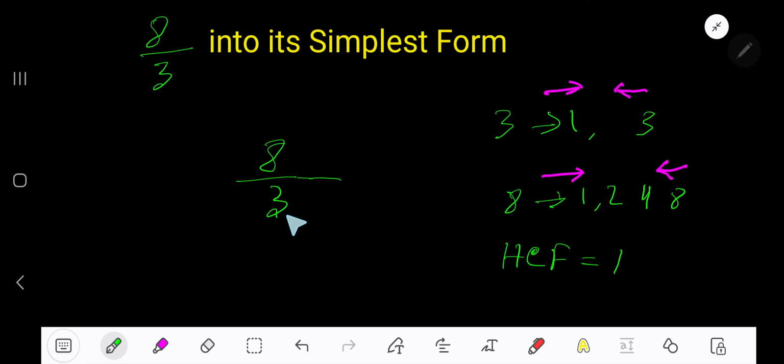Write 8 over 3 in its simplest form. To simplify this fraction, we need to divide the numerator and denominator by the highest common factor.